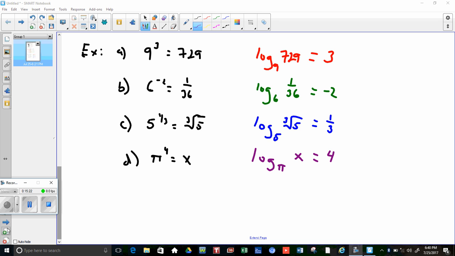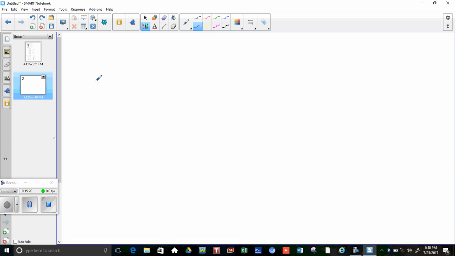All right, so here's why that's important, to be able to go back and forth between these things. The idea is if we need to solve an equation, sometimes you have to be able to go from a log to an exponential or from an exponential to a log, depending on where the variable is that you're trying to solve for. So let's start off, go back to black.